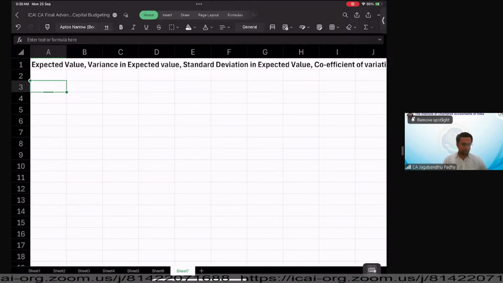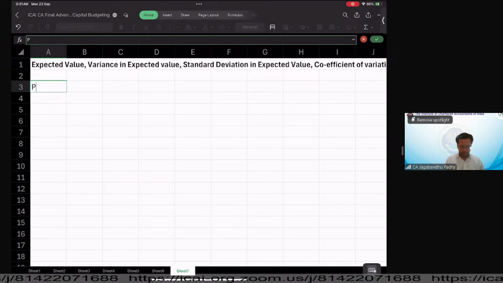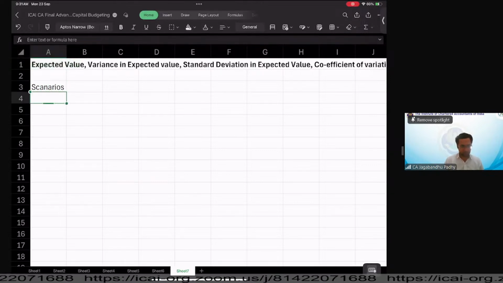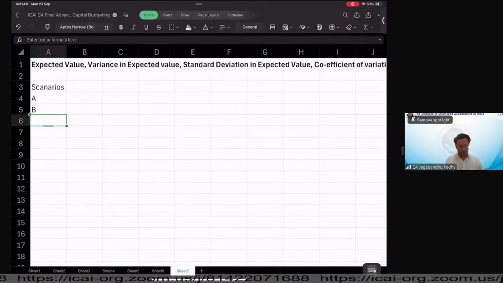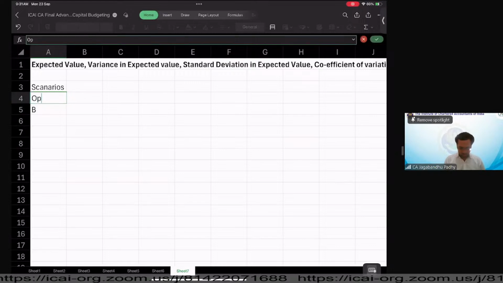Let's say in the upcoming year, the next year, subsequent year, we look at certain scenarios. Right? So scenario named A may come, scenario named B may come, or let's say the scenario is optimistic. Right?